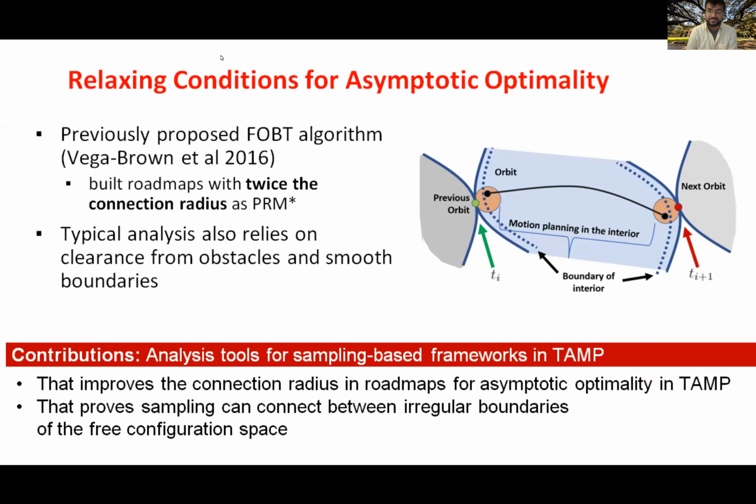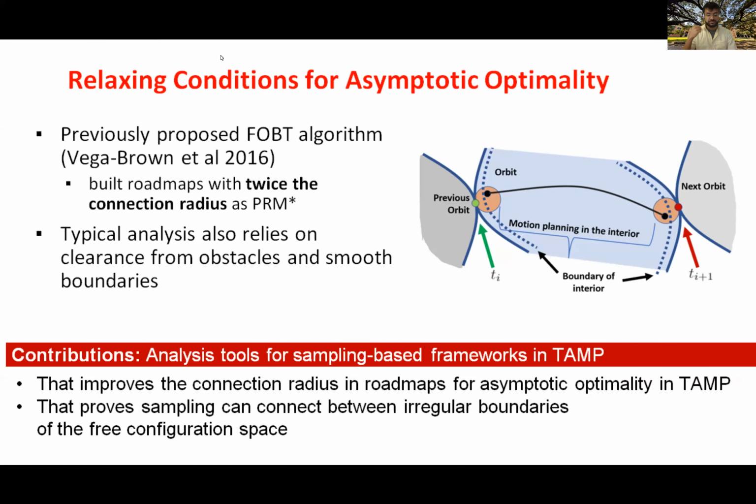Next slide, please. So previously it was shown, particularly in WAFR 2016, that if you build roadmaps similar to PRM star, but with twice the connection radius that was prescribed by PRM star, for each motion planning part, which would connect, say, a grasp to the next placement, you can achieve asymptotic optimality in the space of the entire task and motion planning problem.